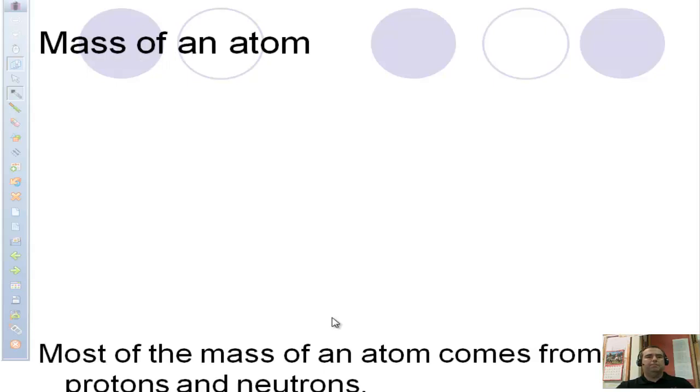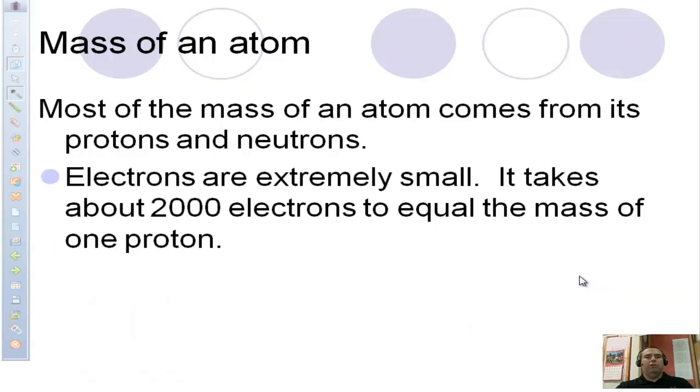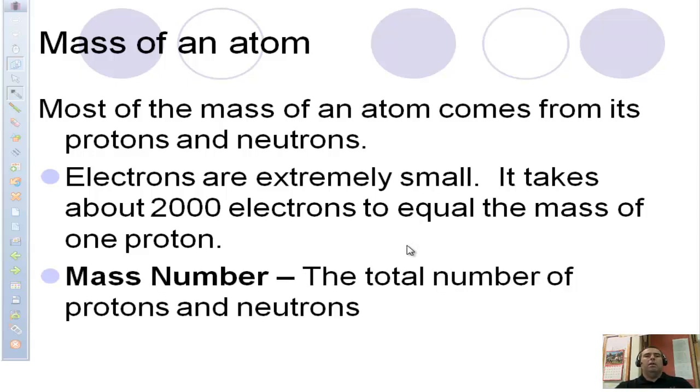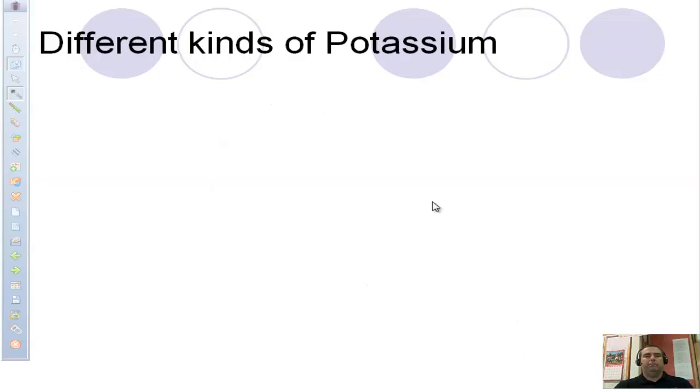Like we said earlier, the mass of the atom comes from the nucleus. And what's in the nucleus? It's your protons and neutrons. Electrons are extremely small. It takes about 2,000 electrons to equal the mass of one proton. The mass of the protons and neutrons together is going to be referred to as your mass number. This is the total number of protons and neutrons in the nucleus of an atom. Or we could say the mass number is the mass of the nucleus. So mass number will equal protons plus neutrons.